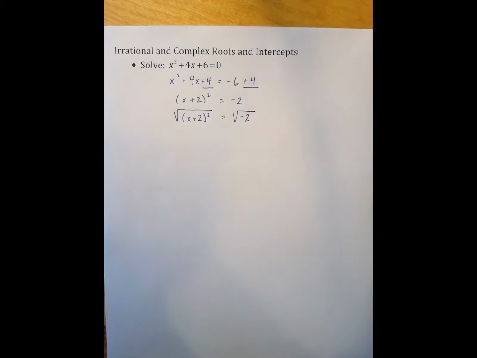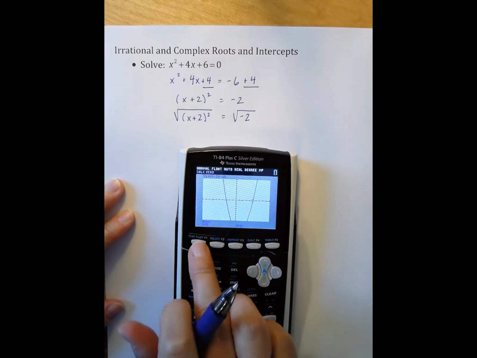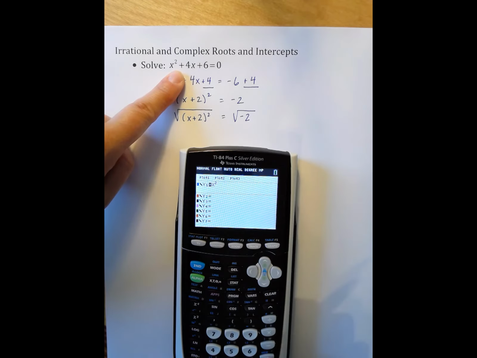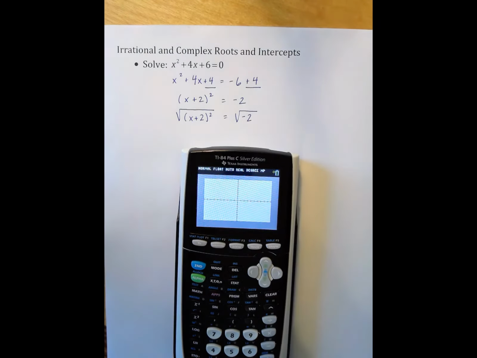And part of the reason why they did this is because if I go to my calculator and I graph this function, x squared plus 4x plus 6, I get a graph of a parabola. That is still a parabola even though it doesn't hit the x-axis. So we needed some way to represent these roots when they're not intercepts, when they don't hit the x-axis.